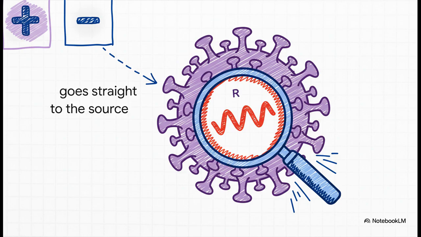This is where we bring in the big guns. The tiebreaker is a test that goes straight to the source. It's called a nucleic acid test, or NAT. Instead of looking for antibodies or bits of protein, it looks for the virus's actual genetic material, its RNA. It's the most direct way to prove whether the virus is there or not.